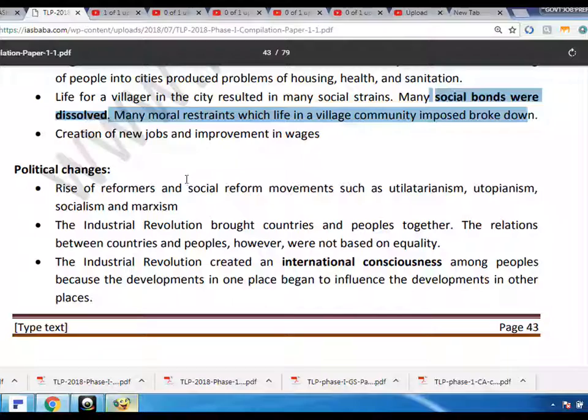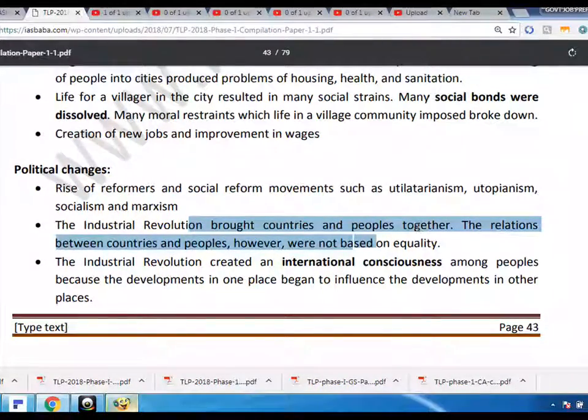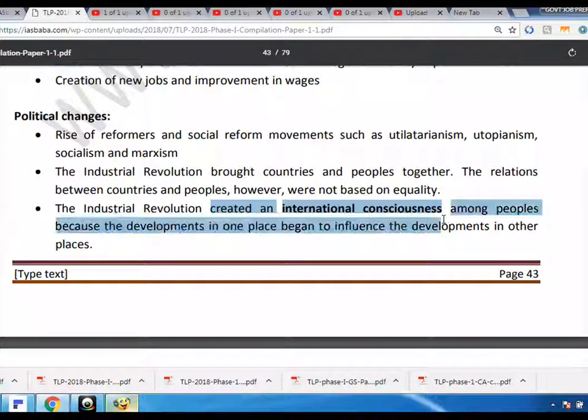Political changes. Rise of reformers and social reform movements such as utilitarianism, utopianism, socialism, and Marxism. The Industrial Revolution brought countries and peoples together. The relations between countries and peoples, however, were not based on equality. The Industrial Revolution created an international consciousness among peoples because the developments in one place began to influence the developments in other places.